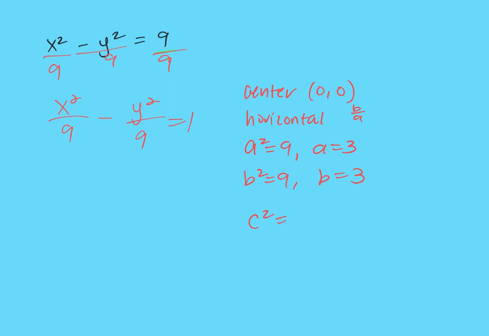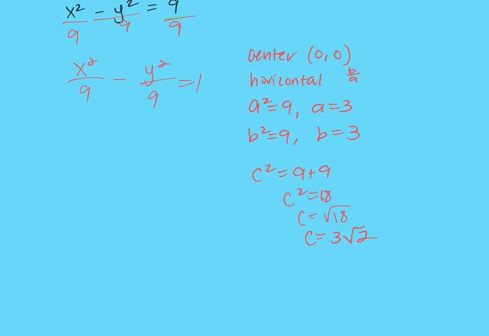C squared would equal a squared plus b squared. So 9 plus 9, c squared is 18. C equals square root 18, which is 3 root 2. And then we go to graph. So I'd start at 0, 0. I'd go both right and left and up and down 3.